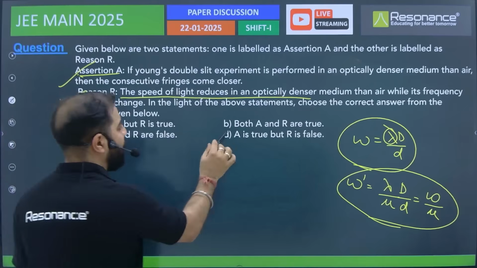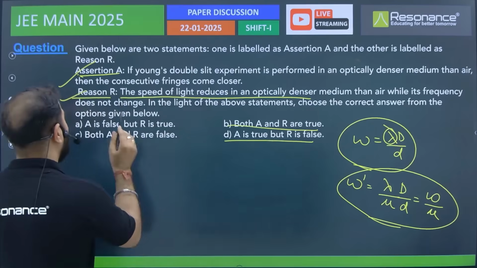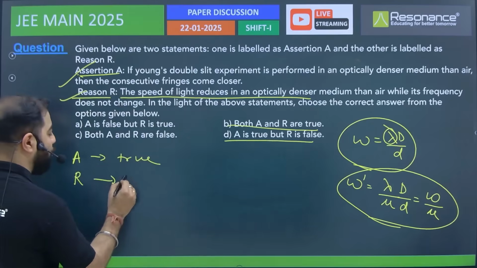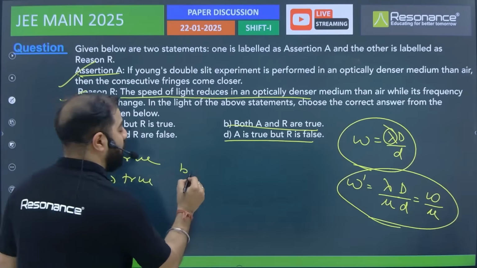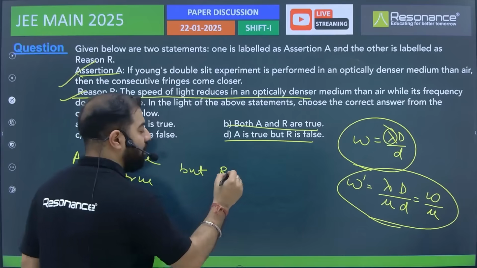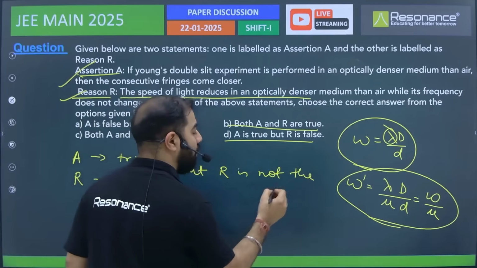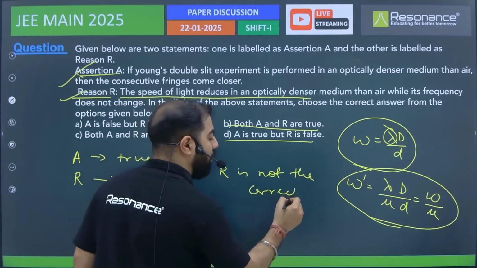So assertion and reason both are true, but the reason is not the correct explanation. I'm not sure whether the options were given like this or not, but my point is A is true, reason is true, but reason is not the correct explanation.